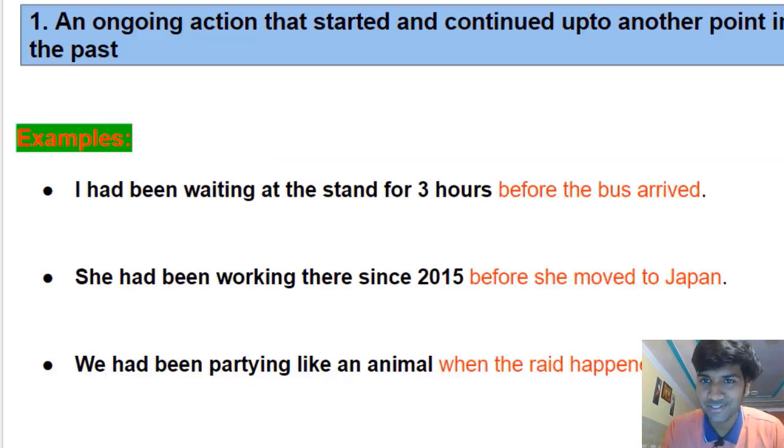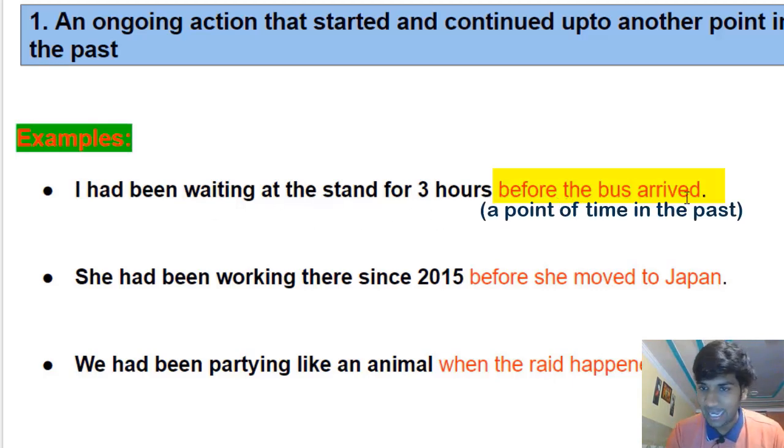It has only 2 usages. Number 1, to talk about an action that started in the past, continued for some time, and then it stopped. Look at the examples. Number 1, I had been waiting at the stand for 3 hours before the bus arrived, right? So before this happened, it happened in the past, the bus arrived. I had been doing something, an action had been going on, and it had been going on for 3 hours, right? I had been waiting at the stand.